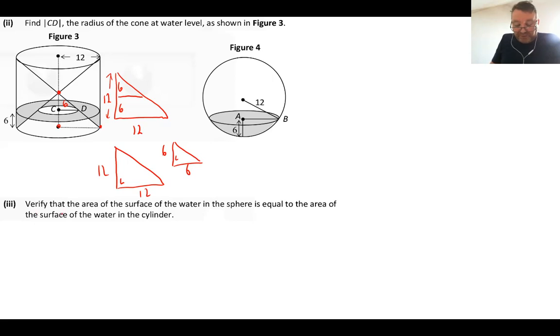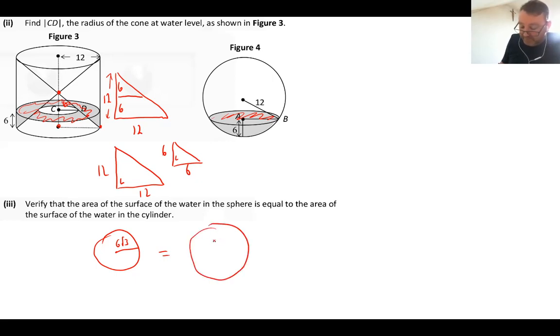Part 3. Verify that the area of the surface of the water in the sphere is equal to the area of the surface of the water in the cylinder. Okay, so this here, so all that on the top there is equal to this. Can you see it? There. Now, what that means is that I want to prove that the circle that is present here with radius AB, didn't we work out AB already? AB happens to be 6 root 3, yeah, is equal to this region between the two discs. So in other words, it's going to be that circle minus the inner one.